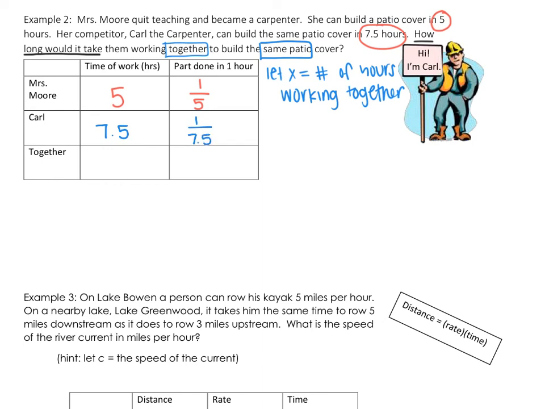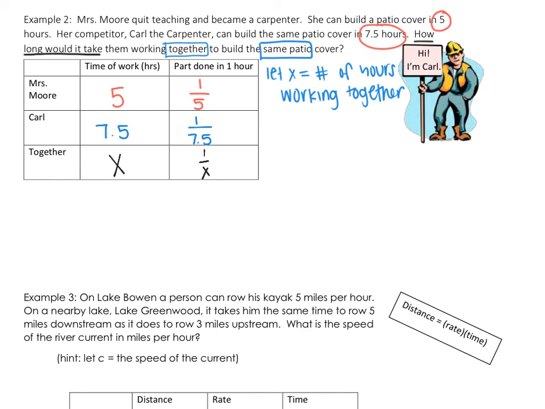Now I want to know how long it will take us both. That I don't know. That was what I set X to be. X is the number of hours working together. So X is the number of time in hours. Our part done would be 1 over x, because we are working together and x is the hours I don't know. So the way I'm going to set this up is my time plus Carl's time has to equal our time together.